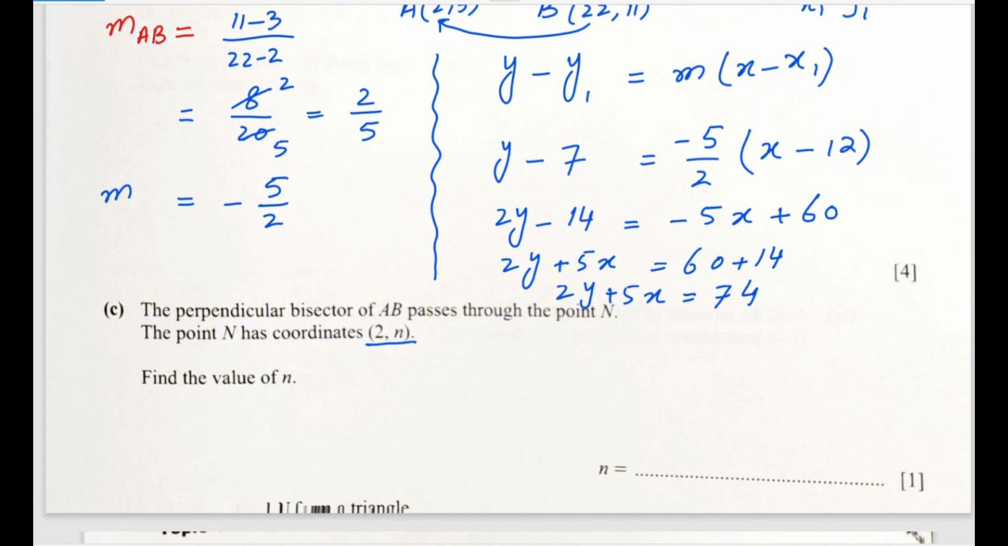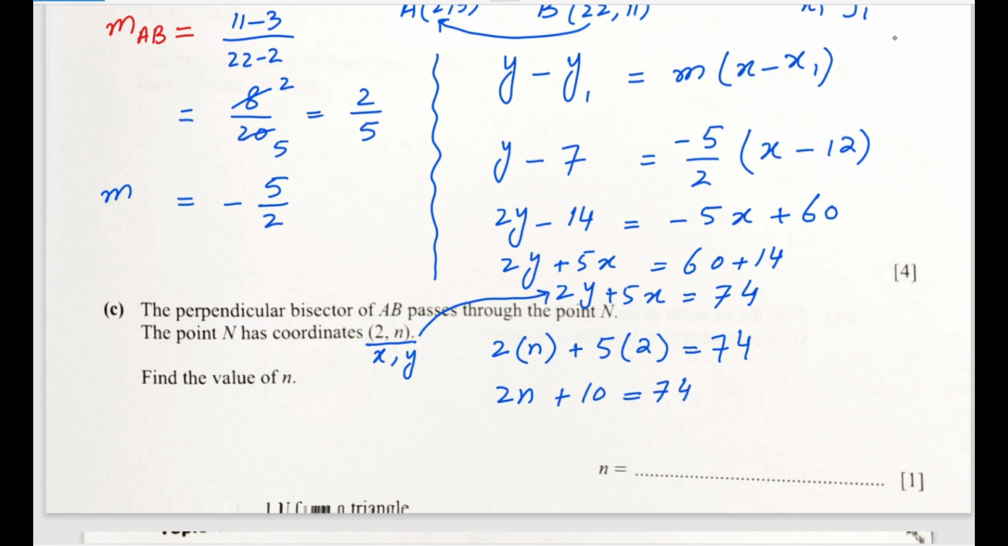That is very simple because the x coordinate is 2 and the y coordinate is n. And we substitute these values in place of x and y in the equation of the perpendicular bisector. So 2 into y is n plus 5 and x is 2, equal to 74. We substitute this coordinate point in the above equation. So 2n plus 10 is equal to 74.